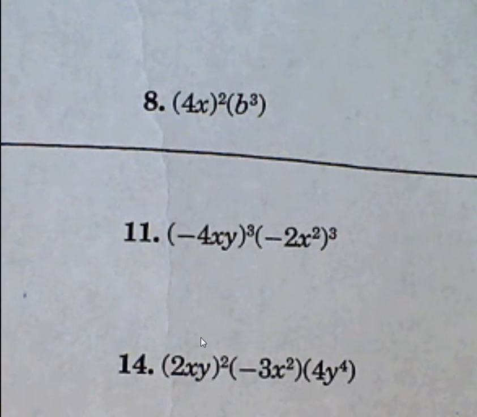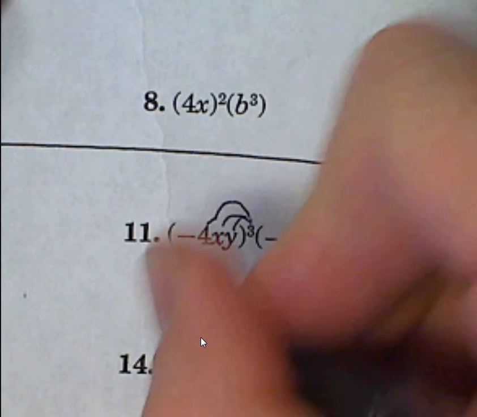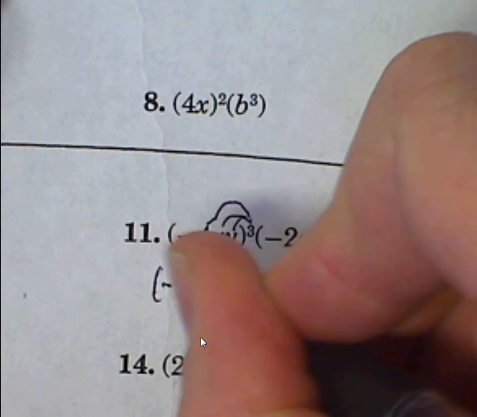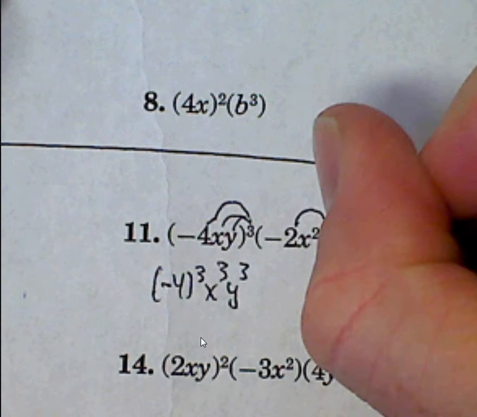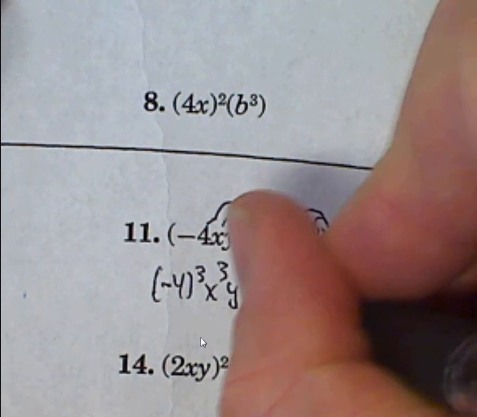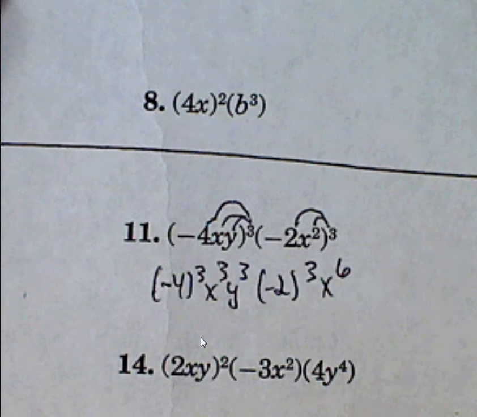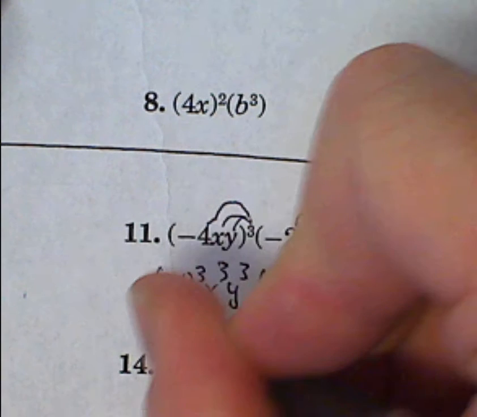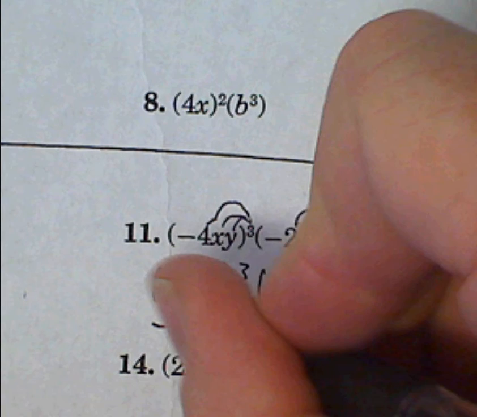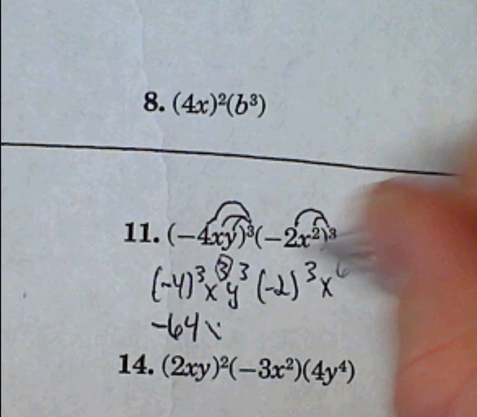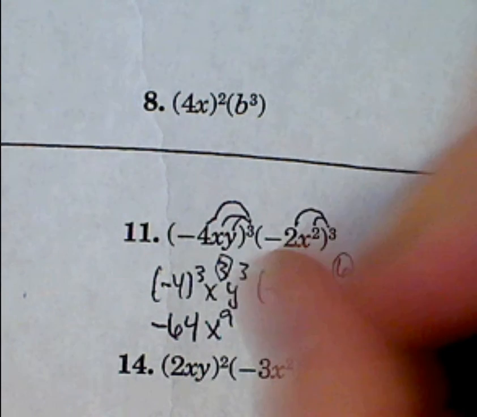Number 11. The 3 goes to the 4, to the x and to the y. So this would be negative 4 to the third, x to the third, y to the third. The 3 goes to the 2 and the x. So that would be negative 2 to the third, x to the 6. Negative 4 to the third is literally negative 64. That's negative 4 times negative 4 times negative 4. X to the third, x to the 6, same base, becomes x to the 9.